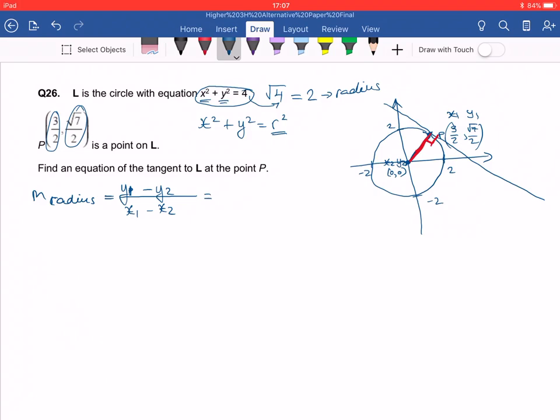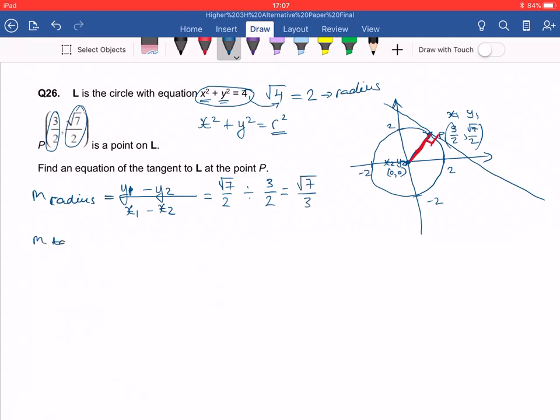So if I do y1, I'm going to do root 7 over 2. If I take away 0, it's not going to change anything. And then I've got a division by the difference in x. So if I do x1, I'm going to get 3 over 2. Obviously, if I take away 0, that's not going to change anything. So I just have to do this sum. It's a calculator paper, so you can type this in your calculator, and you're going to get root 7 over 3. So this is the gradient of the radius.